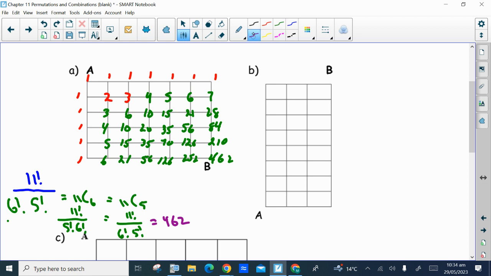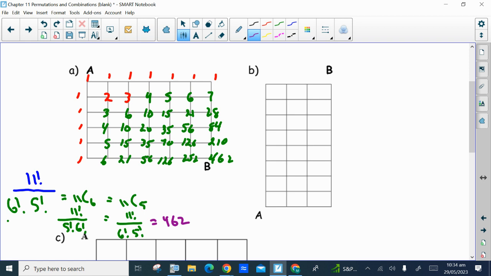So this method of Pascal's triangle can be used to determine the number of routes that a person could follow to get from one point to another along a grid. Again, you're always moving closer to B, meaning no backtracking is allowed.